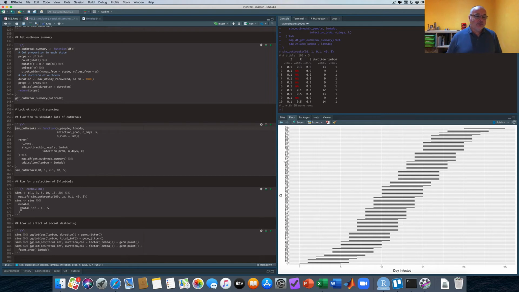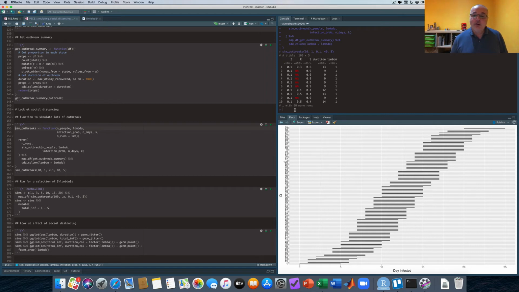And the thing I'm interested in is how many total infections there were. So that's going to be infections plus recovered, or just 1 minus susceptible. I'm not going to run this. This takes time. I've already run it beforehand.